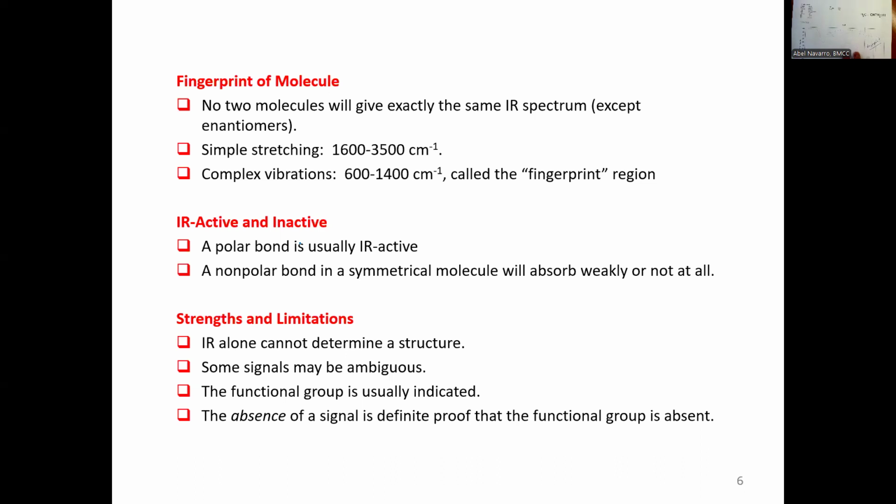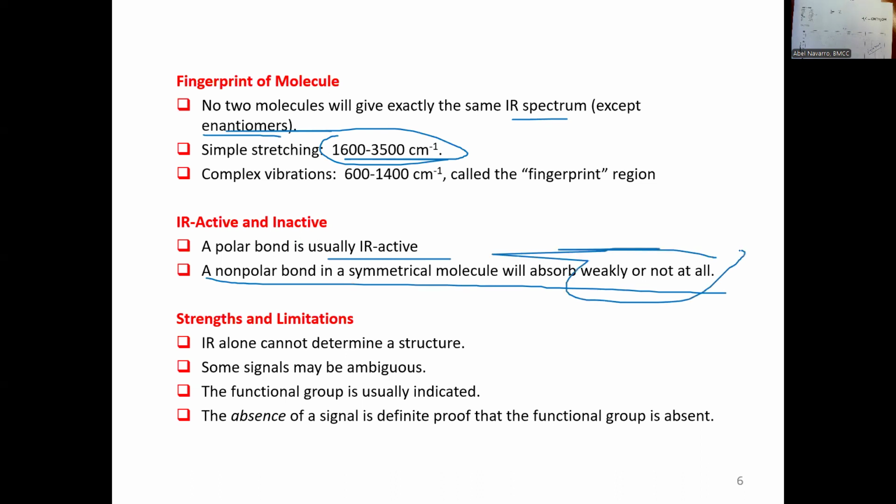So I already showed you. All right, so what happens? So no two molecules will have exactly the same IR spectrum except the enantiomers, which will have the same fingerprint region. Okay, so the simple stretching is that region. I already showed you the division of the three segments of the IR. Polar bonds are usually IR active. The non-polar bonds will have no signal. The example of methane that I gave you, CH4, right? So it will not be IR active.